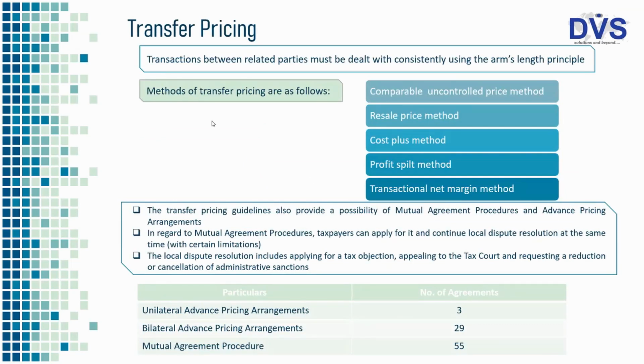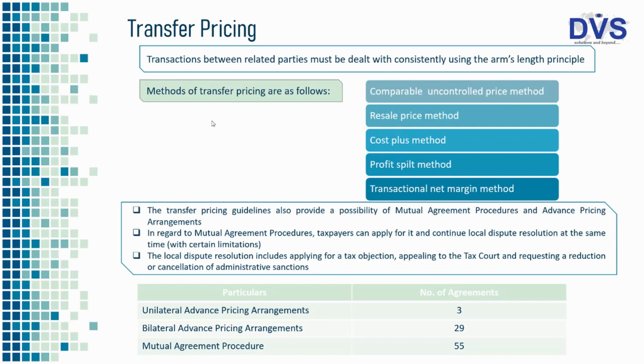Transfer pricing: just like every other country, Indonesia also follows a transfer pricing law, and the methods of transfer pricing are the standard methods also followed by many other countries, which are the comparable uncontrolled price method, the resale price method, the cost plus method, the profit split method, and the transactional net margin method. There are various unilateral, bilateral and mutual agreement procedures which have to be followed for understanding transfer pricing in Indonesia. There are multiple agreements with respect to that, and in case of any local dispute, applying for a tax objection, appealing to the tax court and requesting rejection and cancellation of administrative sanctions is allowed in Indonesia.